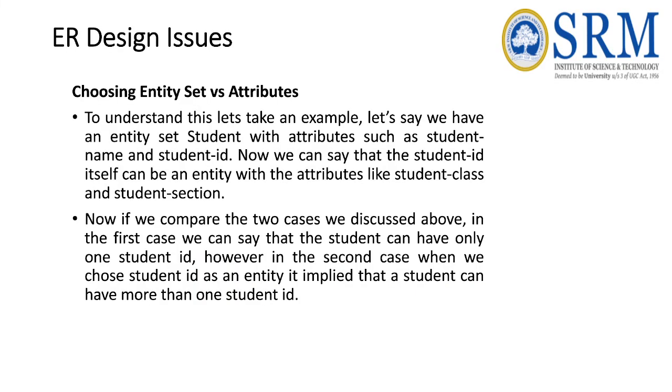To understand this, first we are going to take one example. We have an entity set student with attributes student name and student ID. Now we can say that the student ID itself can be an entity with the attributes student class and student section. Now if we compare the two cases, in the first case we can say that a student can have only one student ID. However, in the second case, when we choose student ID as an entity, it implies that a student can have more than one student ID.